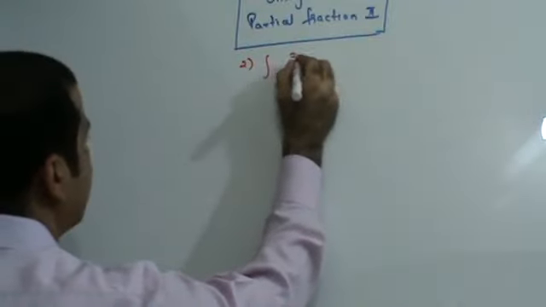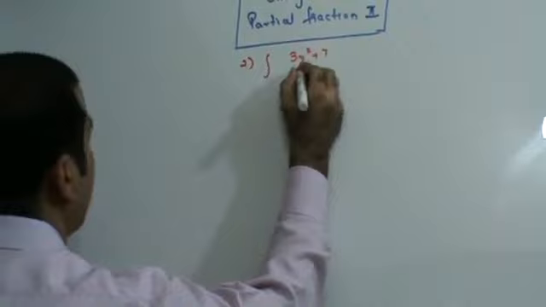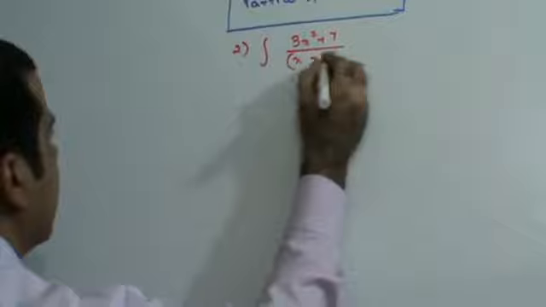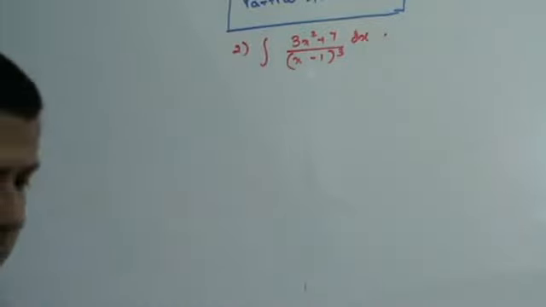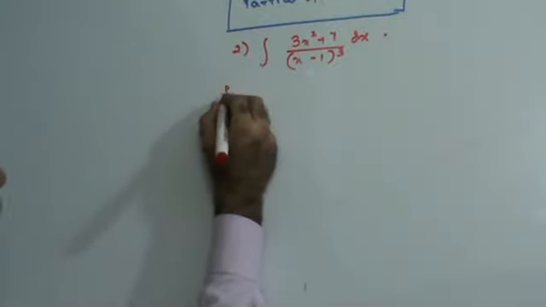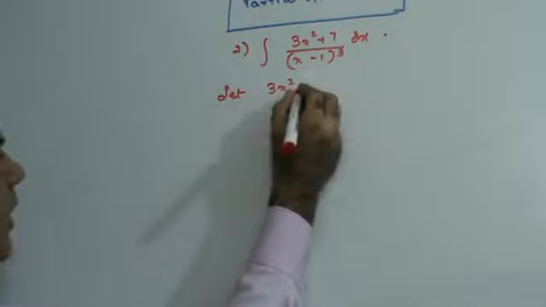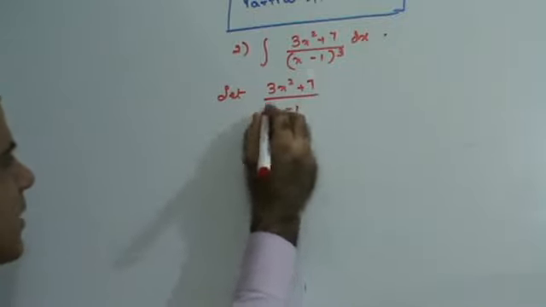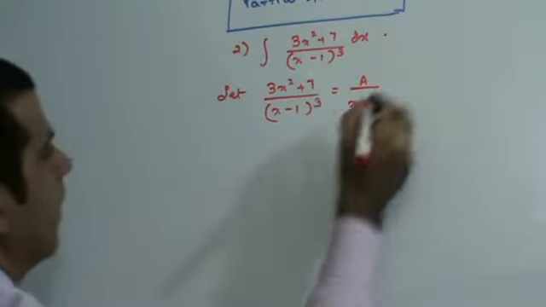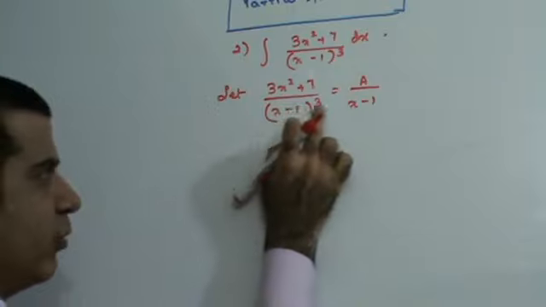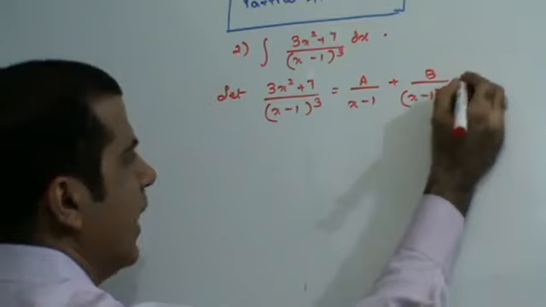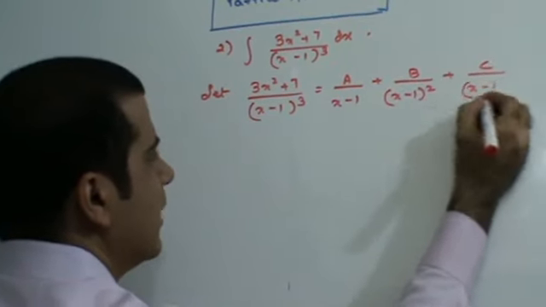Integral of (3x squared plus 7) upon (x minus 1) the whole cube with respect to x. Right? Let's see the sum. You will say let (3x squared plus 7) upon (x minus 1) the whole cube be equal to A upon x minus 1. You have to start from indice 1 to the given indice. Plus B upon (x minus 1) the whole square plus C upon (x minus 1) the whole cube.